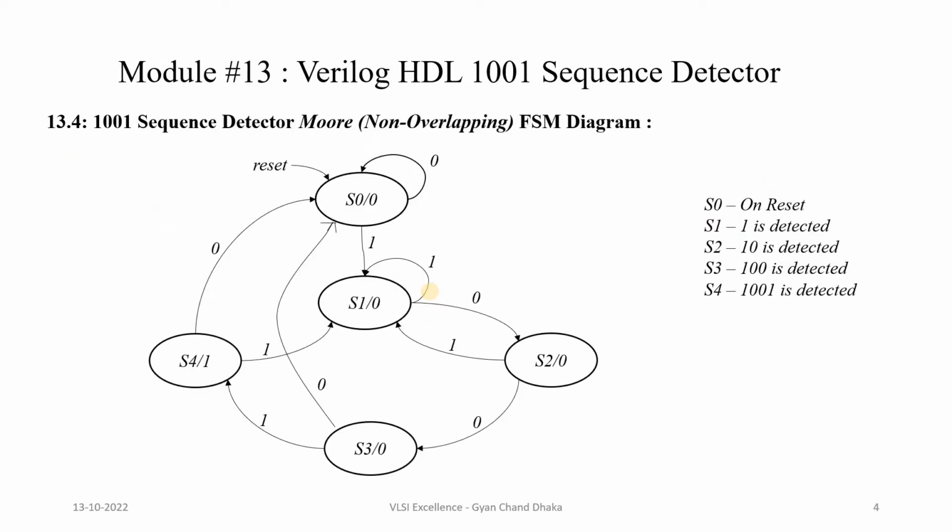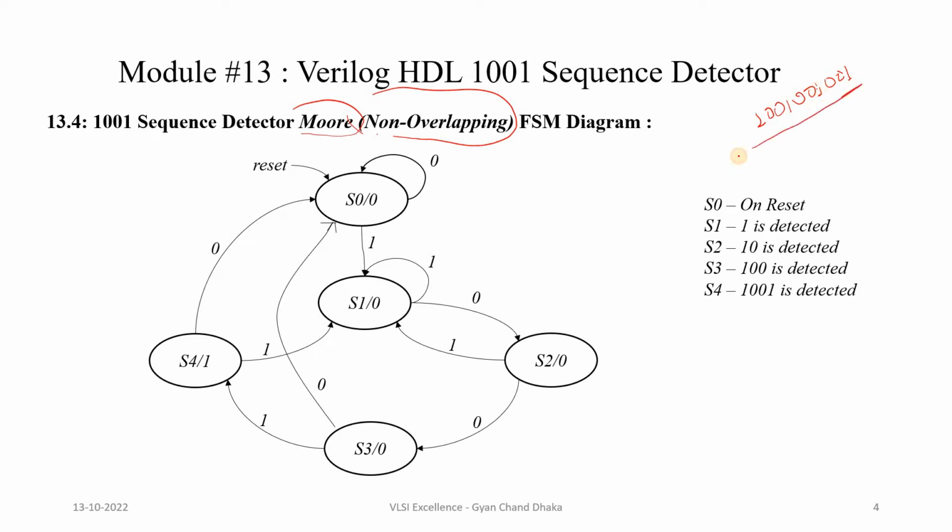Now we are going to take the example of the 1001 sequence detector, and we are first going to write the state diagram of this sequence detector. First we are going to cover the Moore type of FSM, and here we are going to take the concept of a non-overlapping FSM. So first of all, let's understand what overlapping and non-overlapping FSM are. Let's take the example of the same 1001 sequence detector. For example, we have an input sequence something like this: 1001 001 001. This is the sequence which is input to our sequence detector.